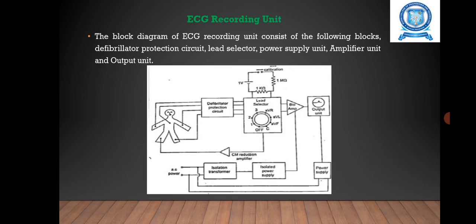The block diagram of the ECG recording unit consists of the following blocks: defibrillator protection circuit, lead selector, power supply unit, amplifier unit and output unit. Here in this diagram, the patient cable connects different leads from the limbs and chest to the defibrillator protection circuit. Here you are using a lead selector switch. Using this you can feed the input voltage from the appropriate electrode to the preamplifier. Then here you are using a calibrator. Using this calibrator, a push button allows insertion of a signal to calibrate the recorder.